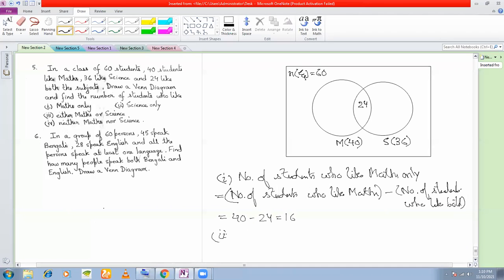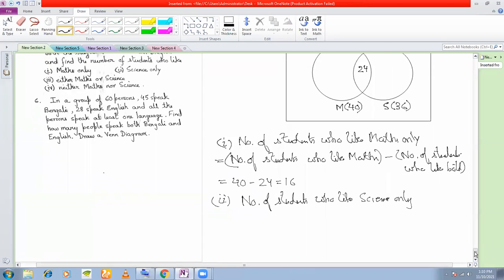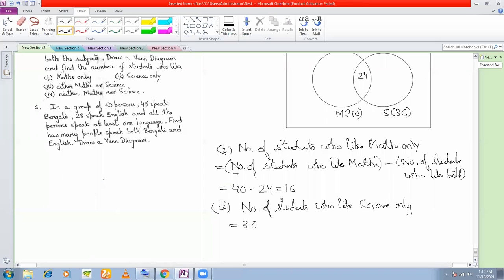Next question. Number of students who like science only. Similarly, you can write number of students who like science only is how much? 36 minus 24, equal to 12, right? Next, either maths or science. So now 16 students like maths only. Let's write 16 here. And 12 students like science only. So let's write 12 here.